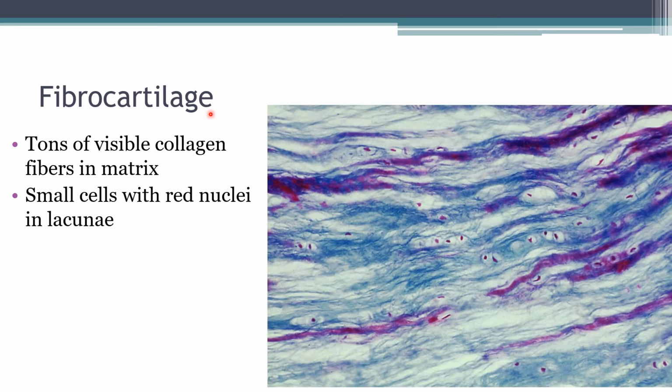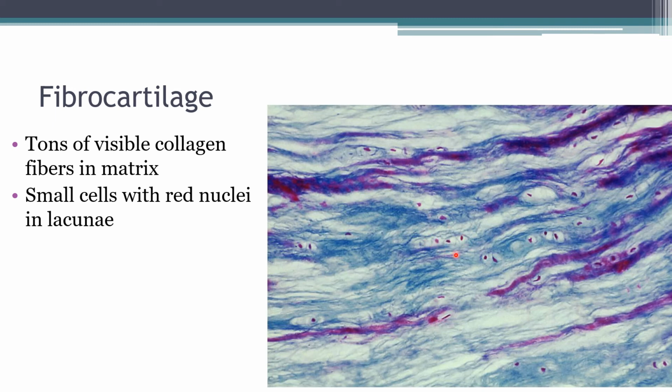Next is fibrocartilage, the last type of cartilage. Fibrocartilage also has a ton of collagen fibers in the matrix. They're going to be arranged parallel to one another, similar to what you saw in dense regular connective tissue. And so fibrocartilage is oftentimes confused for dense regular connective tissue. But if you have a good eye and you look carefully, you'll see an important difference.